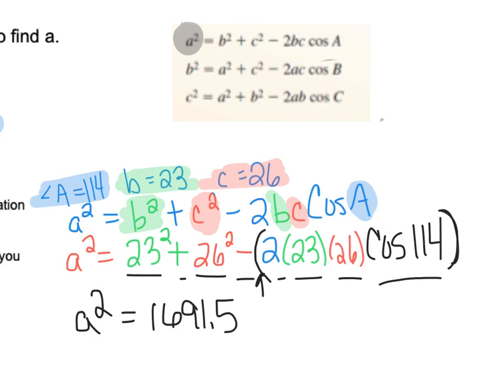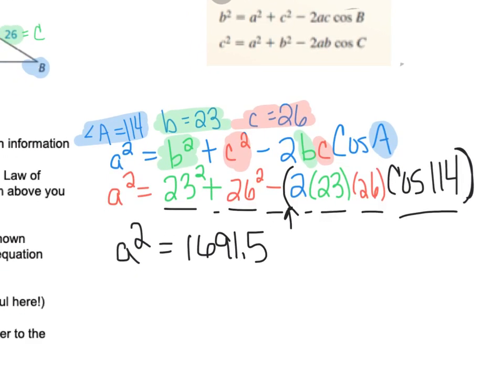So pause the video if you need to, practice putting it in there, and make sure that you're getting a squared equals 1691.5. Of course, we don't want a squared, we want a, so we need to actually take the square root of that, and we'd get that a equals 41.1.